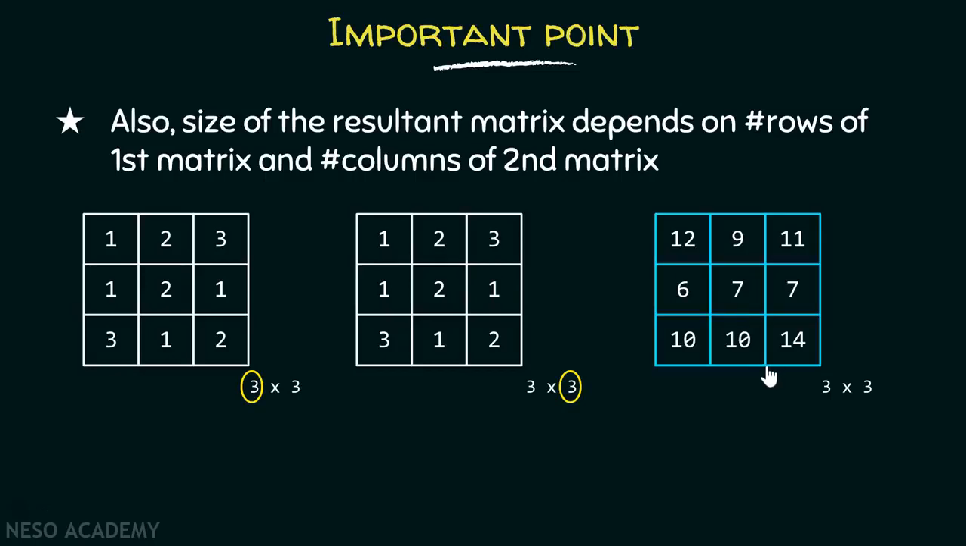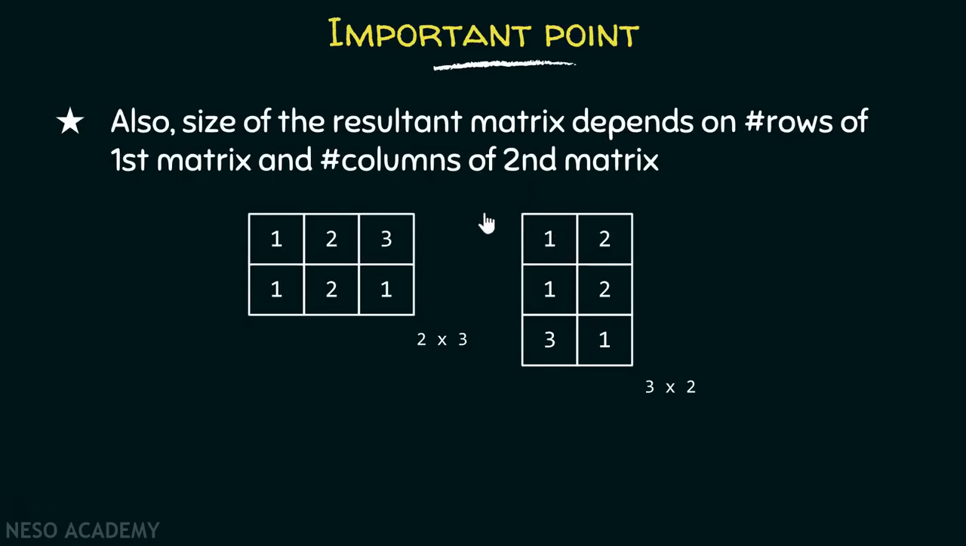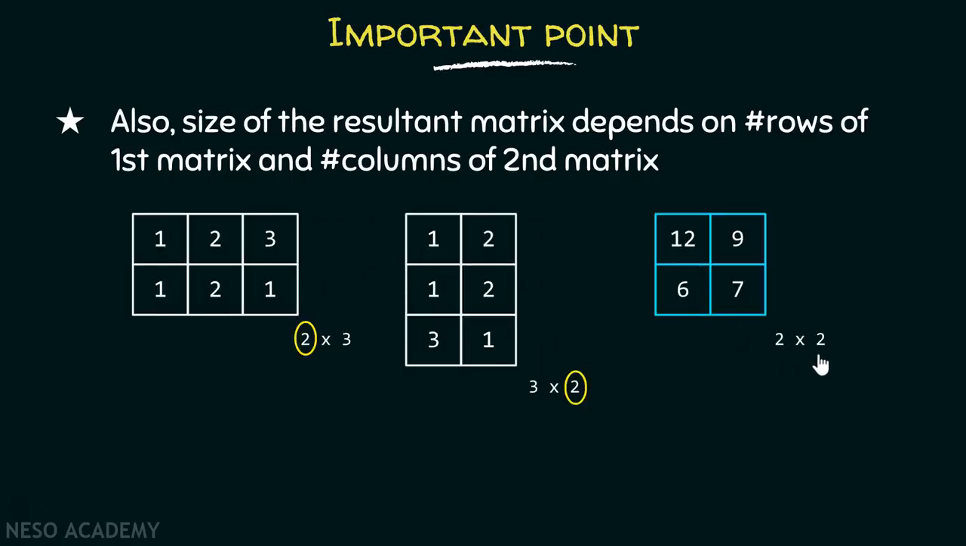Now let me consider one more example to make this point clear. Suppose we have these two matrices and we want to multiply them. We can see here that the number of columns of this matrix is 3 and the number of rows of this matrix is also 3. Therefore, we can multiply these two matrices, right? Now what will be the resultant matrix? The resultant matrix will be a 2 cross 2 matrix, and you can always verify these values on your own.